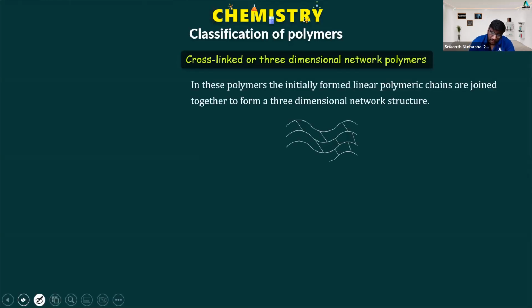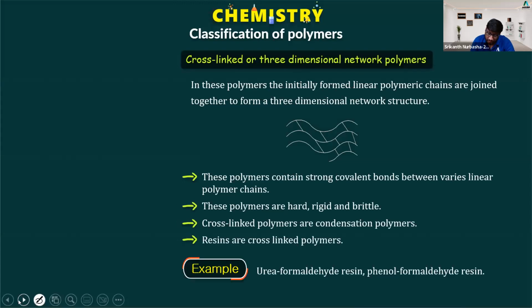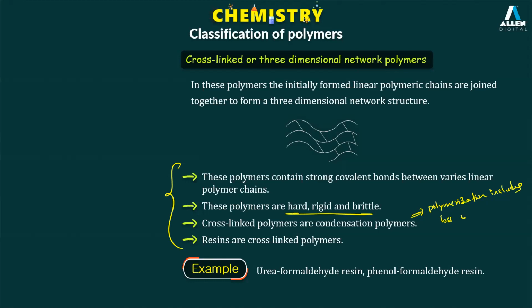They are also hard. In this polymer, the initially formed linear polymeric chains are joined together by 3D network structure. The 3D network structure is going to be in this fashion. Because of that network structure, they are going to be hard. These polymers contain strong covalent bonds between various linear polymer chains. And these are hard, brittle, and rigid. Cross-linked polymers are condensation polymers. Condensation polymers means obtained by condensation polymerization, which includes loss of simple molecules.